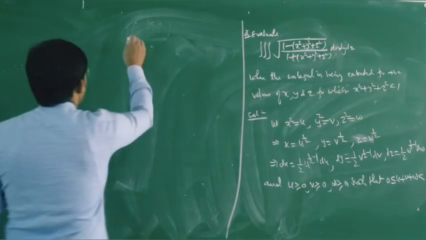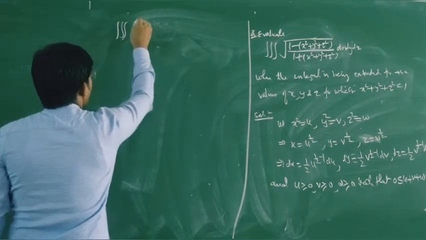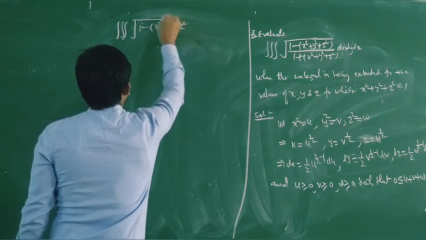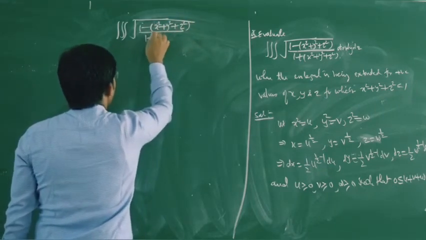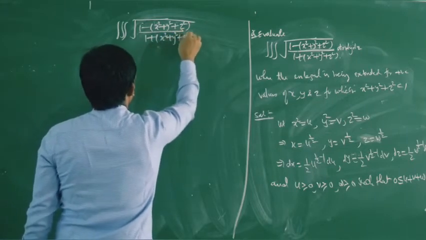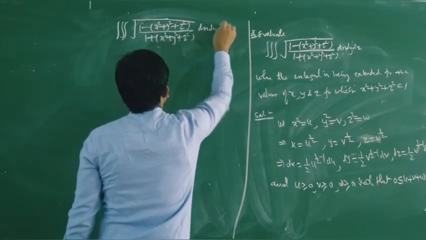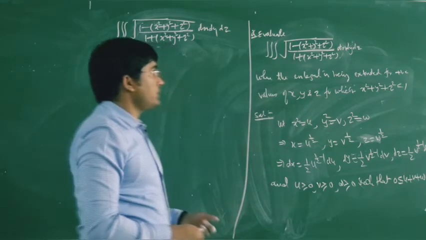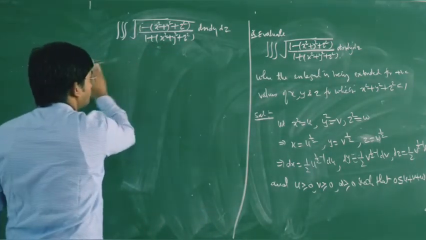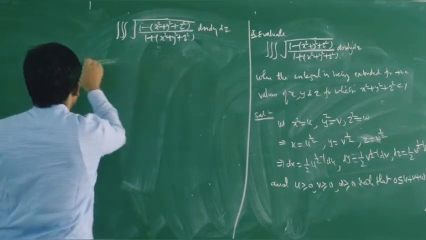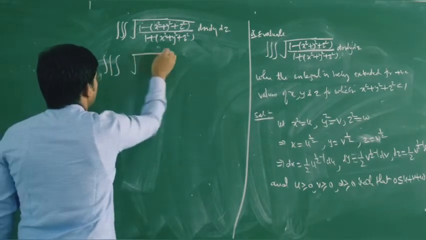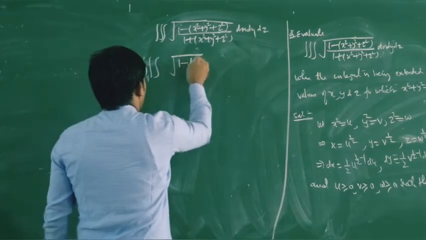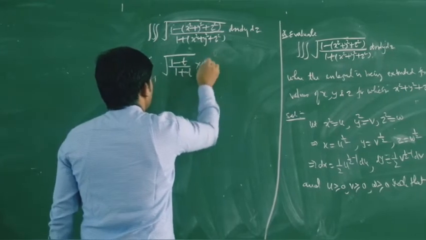So therefore this triple integral is equal to, now this triple integral can be written as, now the value of x square plus y square plus z square is u. So we have just put the values of dx, dy, dz. So we have this triple integral. Then let us take this x square plus y square plus z square as t. So we have 1 minus t upon 1 plus t into t power.